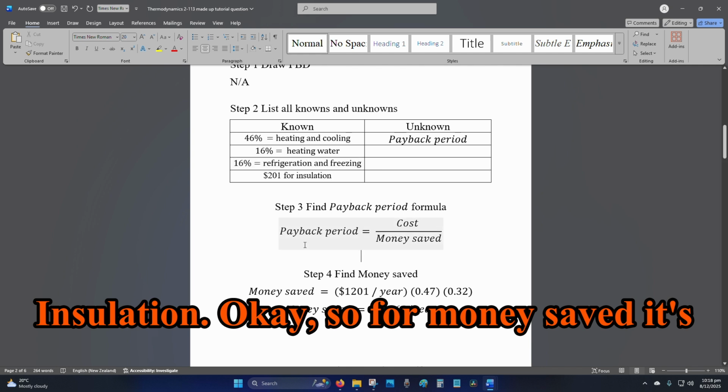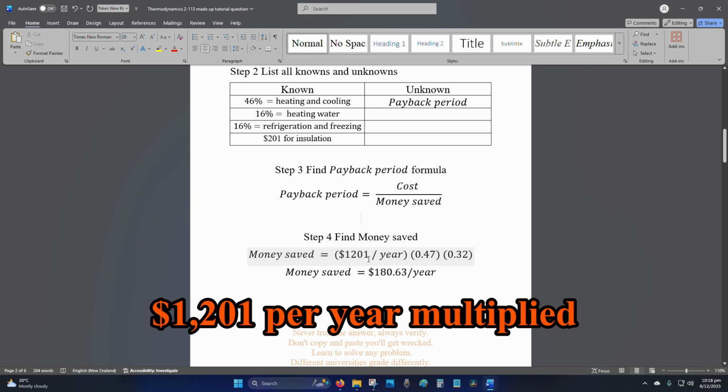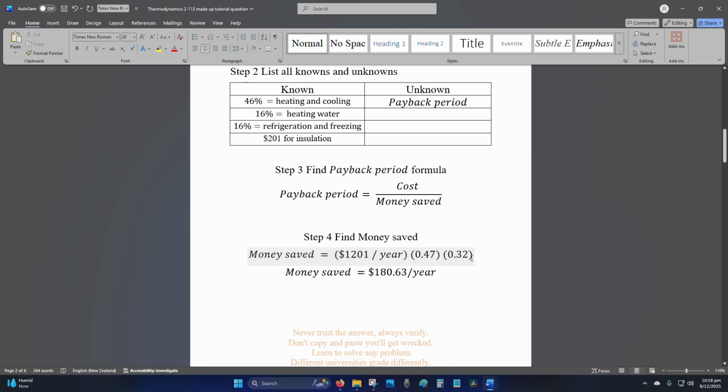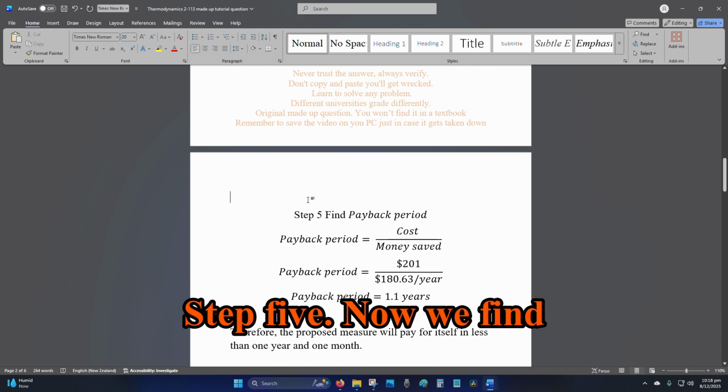Okay, so for money saved, that's $1,201 per year multiplied by 47% multiplied by 32%. So you'll save about $180.63 per year.